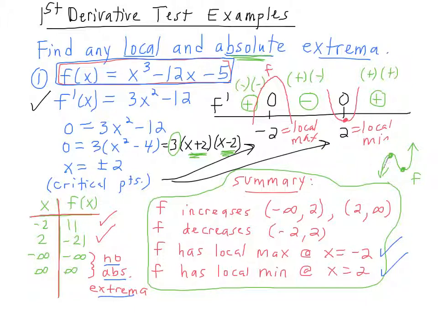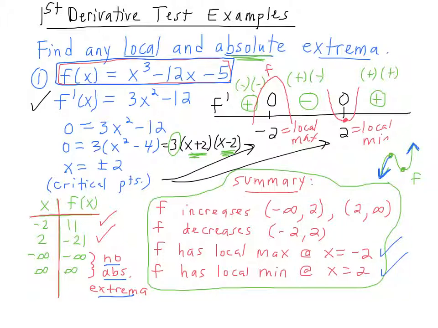And this can be supported by our graph by the fact that we have arrows going up and down forever. So there is no bottom point or top point that it reaches over its domain. It goes down forever on the left side, goes up forever on the right side. So we're talking about its end behavior on each side there. So here's an example where we don't have any absolute extrema, we just have local extrema.